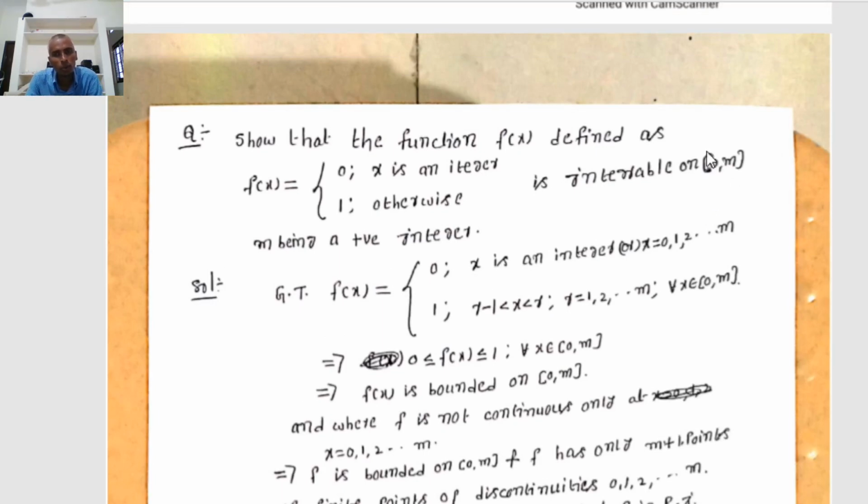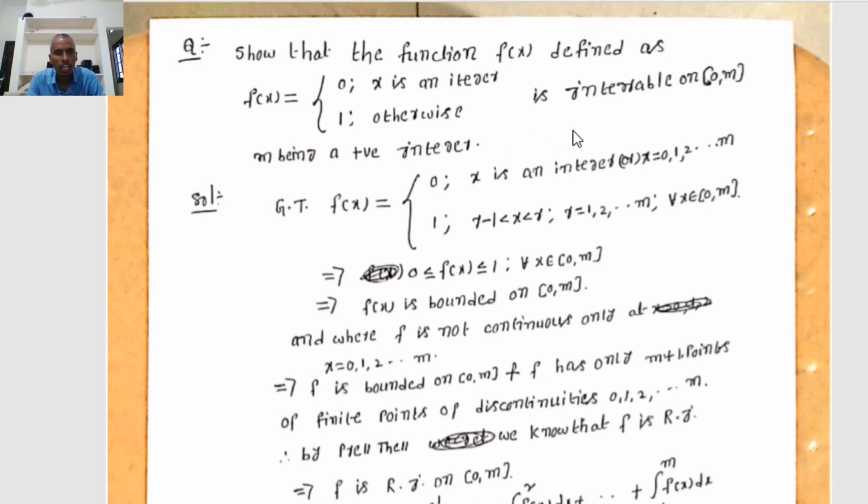Therefore, the interval 0 to 1 for m equal to 1, 0 to 2 for m equal to 2, 0 to 3 for m equal to 3, 0 to 4 for m equal to 4, 0 to 100 for m equal to 100, and so on. Given that f of x equals 0 such that x is an integer. X is an integer means x value lies among 0, 1, 2, 3, 4 and so on up to m. X belongs to the closed interval 0, m and x must be an integer, that is x equal to 0, 1, 2, 3, 4 and so on. Second one, 1 otherwise.